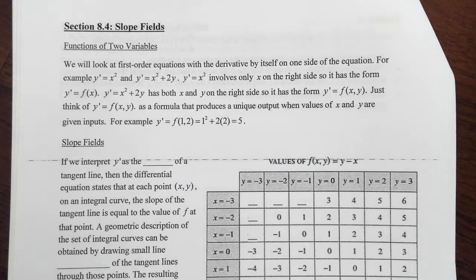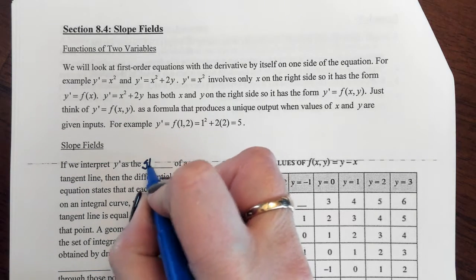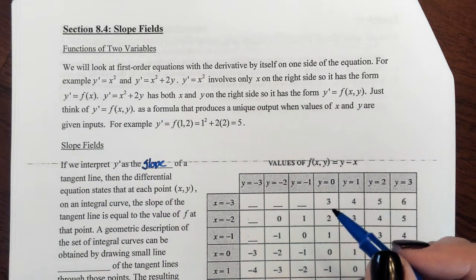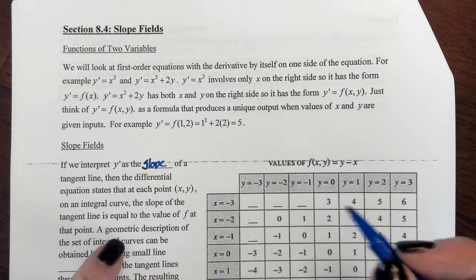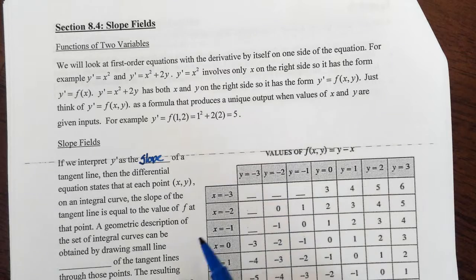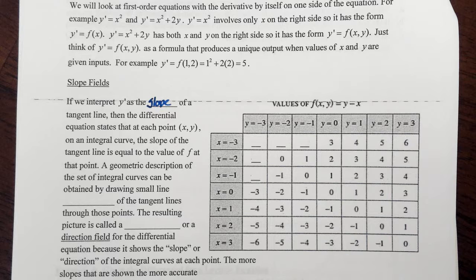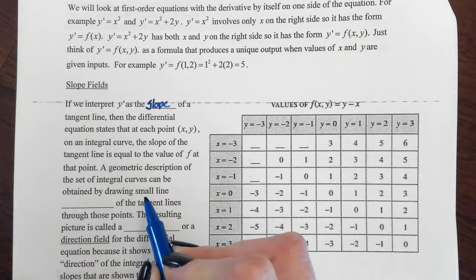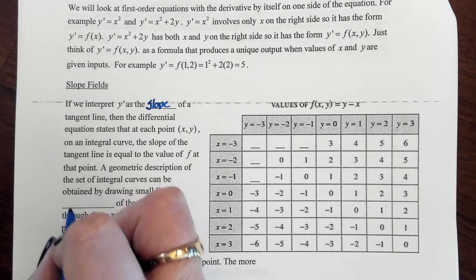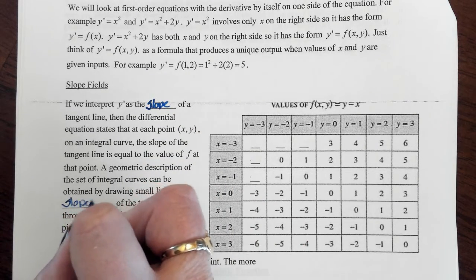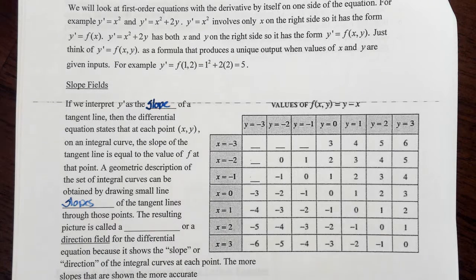So if we interpret y prime as the slope of a tangent line, then the differential equation states that at each point (x, y) on a curve, the slope of the tangent line equals the value of f at that point. So we can now give a geometric description to our differential equations. A slope field is the graph of what the differential equation is going to look like. It's a geometric description of the set of integral curves, attained by drawing small lines, which are the slopes of the tangent line through those points.